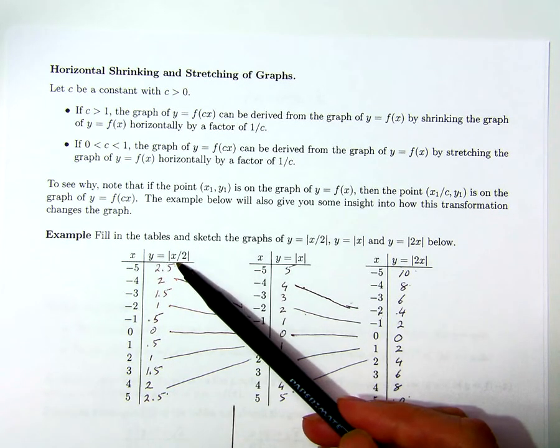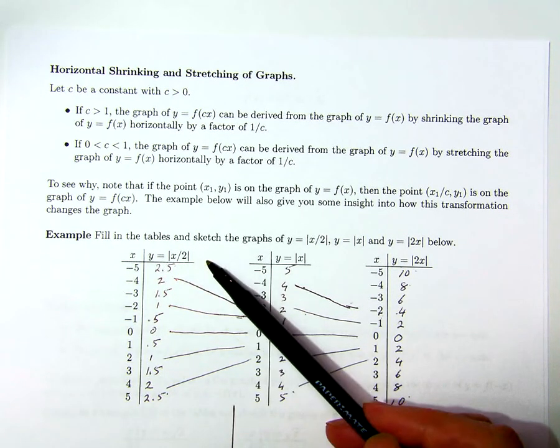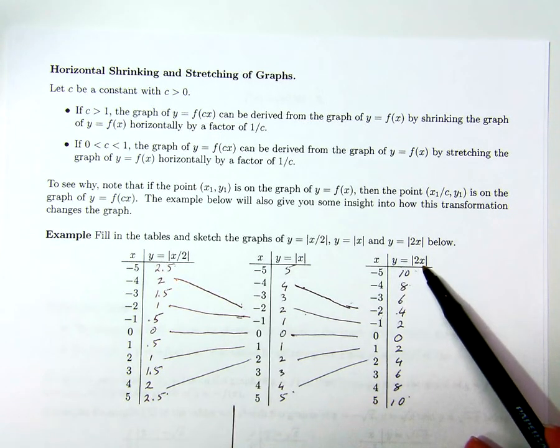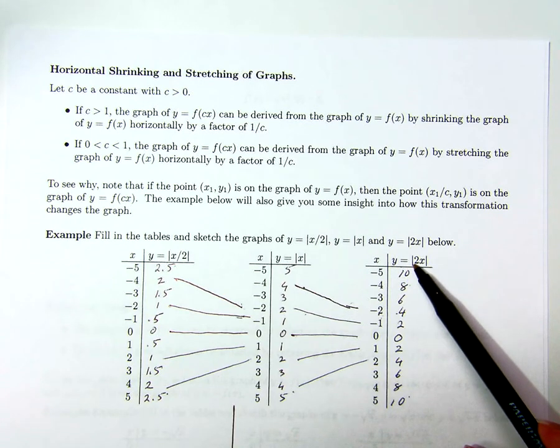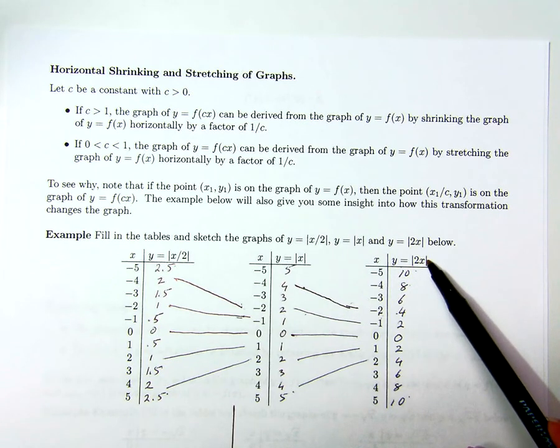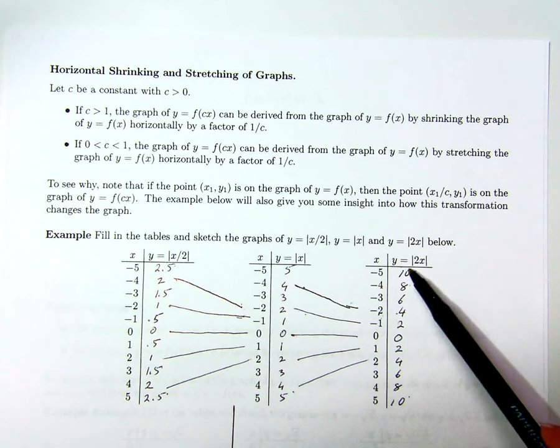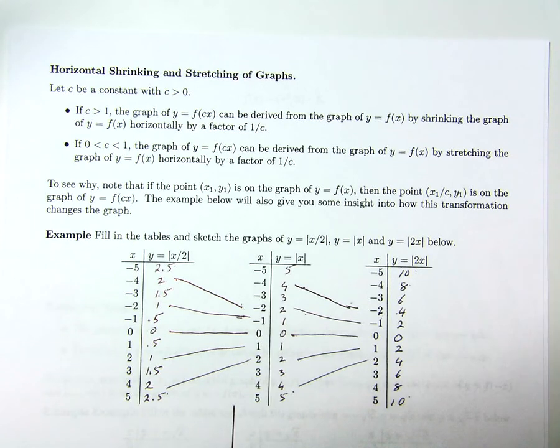If we divide by 2, it stretches the graph horizontally by a factor of 2. And if we multiply by 2, then it shrinks the graph horizontally. It divides the distance from the y-axis by 2. So it shrinks the graph horizontally by 1/2.